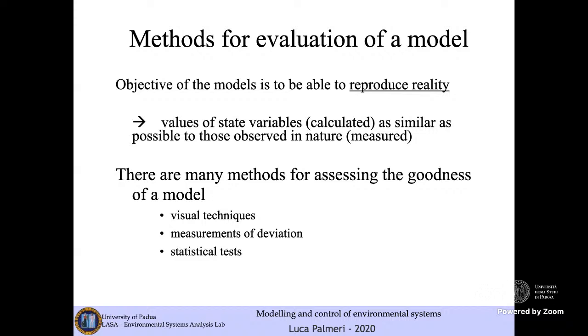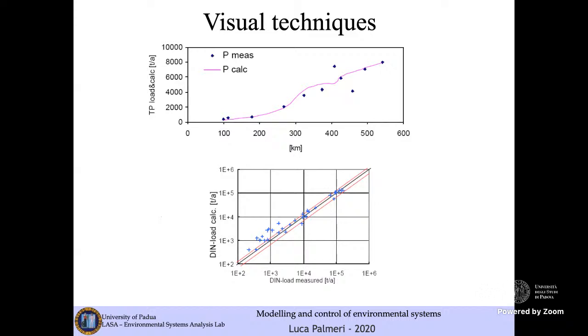There are essentially 3 general ways of making this kind of evaluation for assessing the goodness of a model: visual techniques, measurement of deviation, and various statistical tests. This is an example of visual techniques. This is a nutrient generation model in a large river basin, in the Po River. We will have an entire lecture on this model.